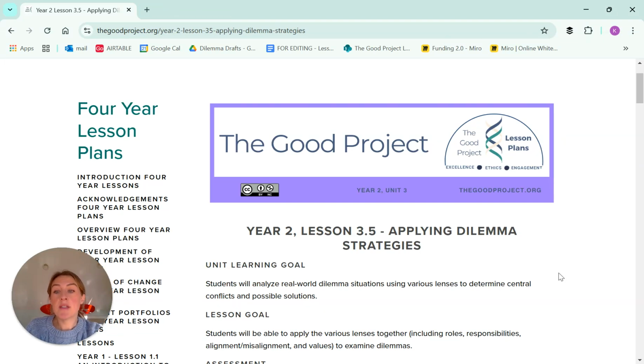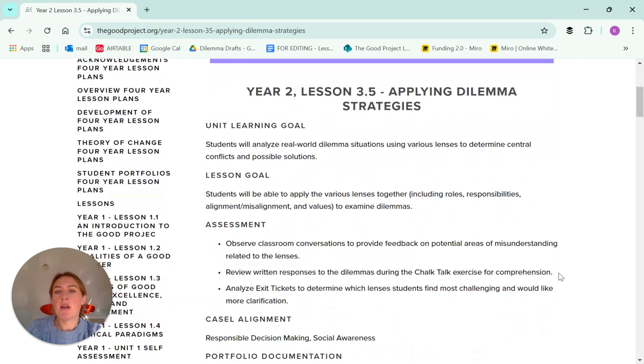This is year 2, lesson 3.5, applying dilemma strategies. The unit learning goal is that students will analyze real-world dilemmas using various lenses to determine central conflicts and possible solutions. The lesson goal specifically here will be able to apply the various lenses that they've just learned over this unit together to examine dilemmas.